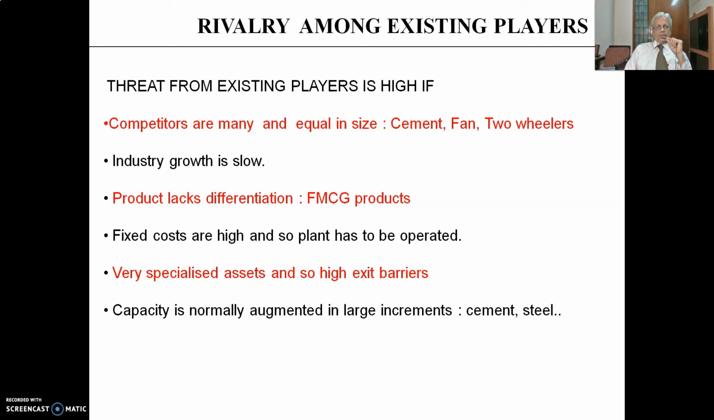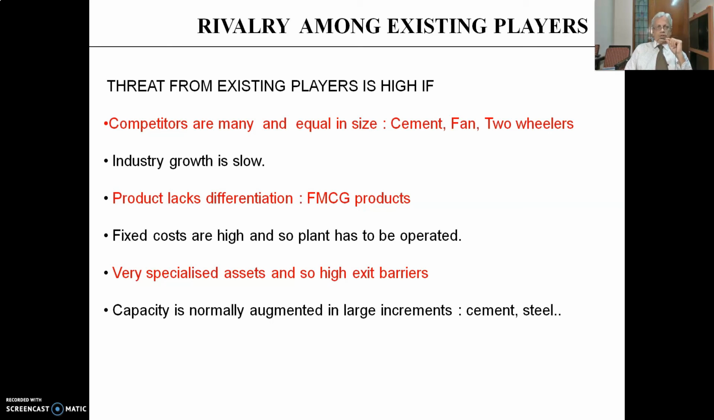Sometimes the assets will be very specialized in nature, so exit barriers are very high. So obviously they'll continue to produce, flood the market, and provide a lot of threat to the existing players. In certain cases, the capacity is augmented in large increments. For example, in the cement industry or steel industry, driven by economies of scale, they'll be flooding the market. So obviously the threat from the existing players will be quite high.